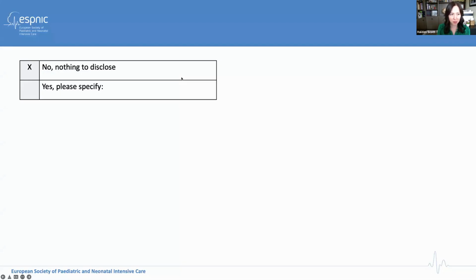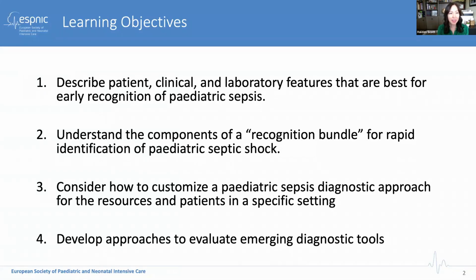I have no disclosures. By the end of my talk today, I hope that you will be able to describe patient, clinical, and laboratory features that are best for the early recognition of pediatric sepsis, understand the components of a recognition bundle for rapid identification of septic shock, and consider how to customize a pediatric sepsis diagnostic approach for the resources and patients in a specific setting.